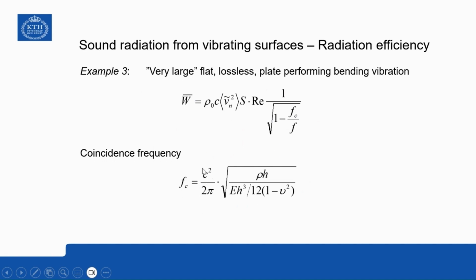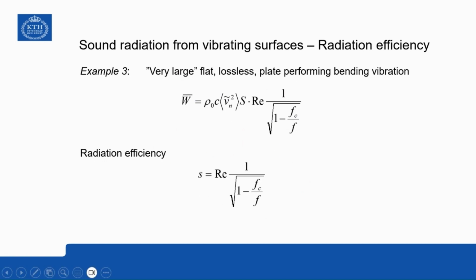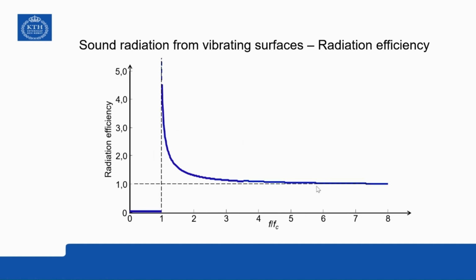So with the Bernoulli-Euler model for bending waves in the plate, we get this expression for the coincidence frequency. As you can see here, c is the speed of sound in the surrounding medium. And here we have the plate's material parameters and the thickness of the plate. And the radiation efficiency then in this case becomes the real part of 1 over this square root.